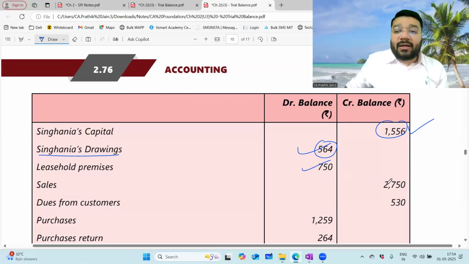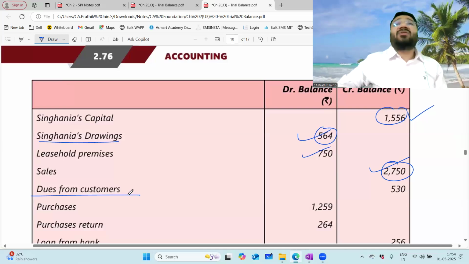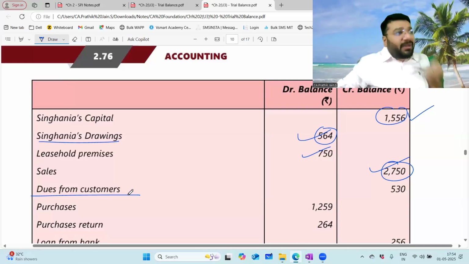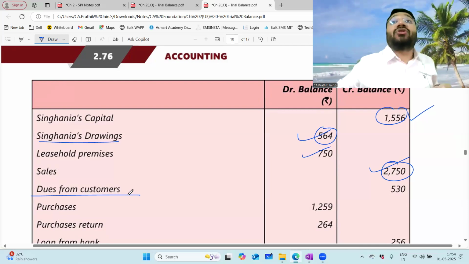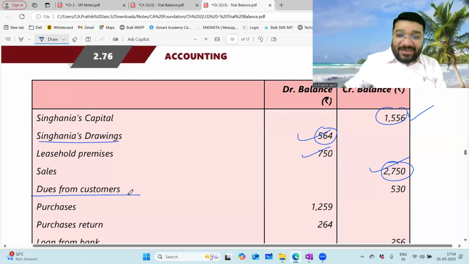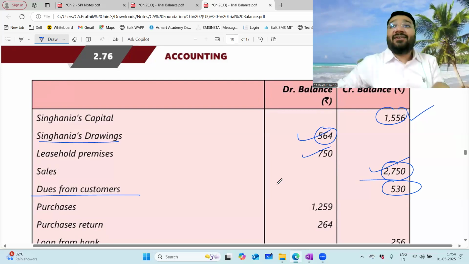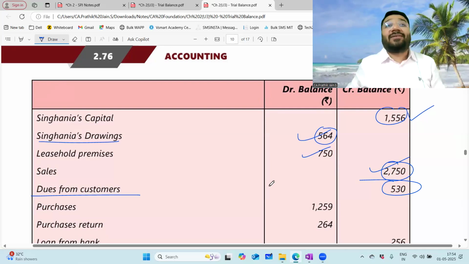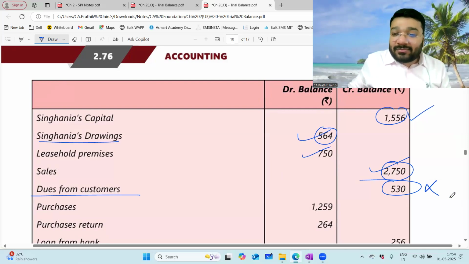Sales is recorded on the credit, 2750. Right or wrong? Right. Dues from customer means what? I have to receive the money due from the customer. Anything that I receive in future is an asset. Asset is what balance? Debit. But he put it in the credit column. That's why we say going to Pratik sir's classes is compulsory. Even if you're doing business in future, basic 11th and 12th should be done from here only. This is right or wrong?